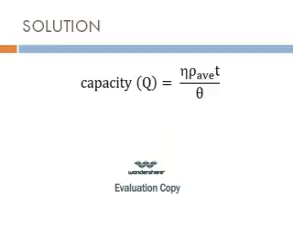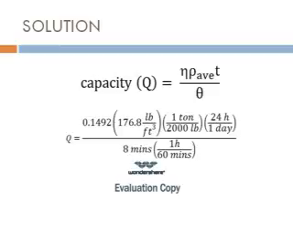To get the capacity, we will use the formula Q equals eta rho T over theta, where Q is the capacity, eta is the volume fraction of the solid, rho is the average density of the solid in the tank, T is the operating time, and theta is the residence time. Substituting the appropriate values would give us Q equals 2.378 tons solids per cubic feet day.